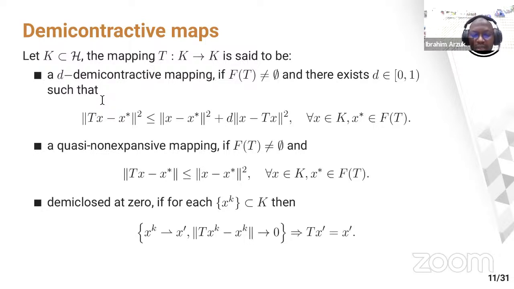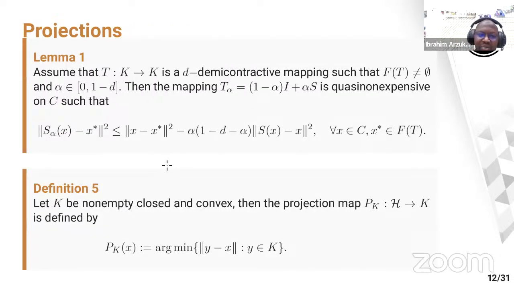These are some of the definitions that I am going to use, and some properties of some mappings. Let K be a subset of a Hilbert space. Then the mapping T is said to be demi-contractive if the set of fixed points of T is not empty, and there is a constant in this interval such that this inequality holds. Similarly, if the set of fixed points is not empty and this inequality holds, then we say that the mapping is quasi-nonexpansive. It also holds for demi-closedness at 0 if this inequality holds.